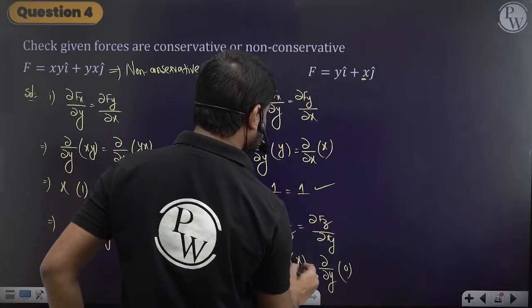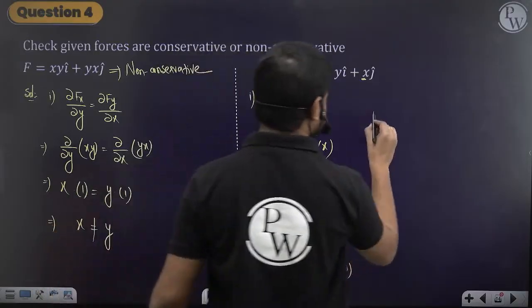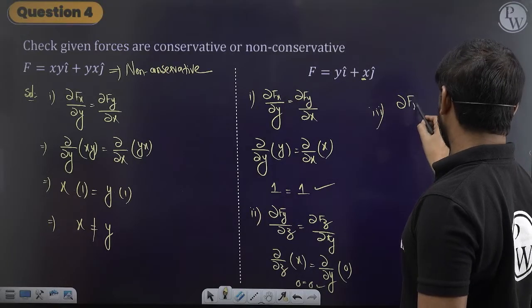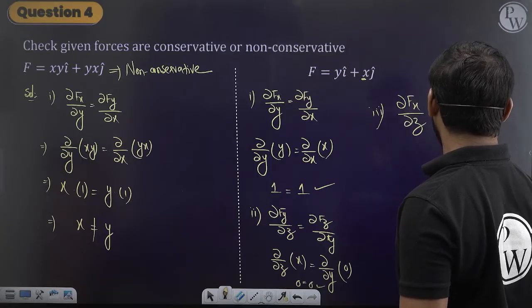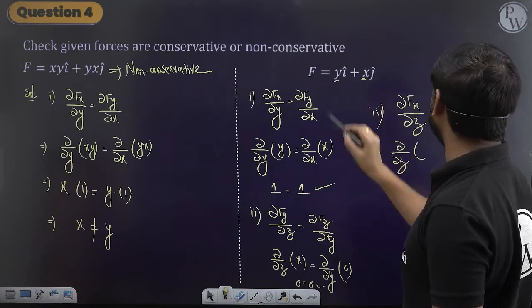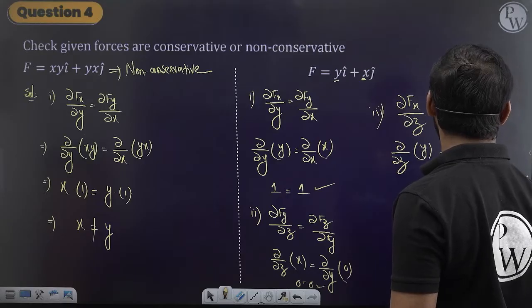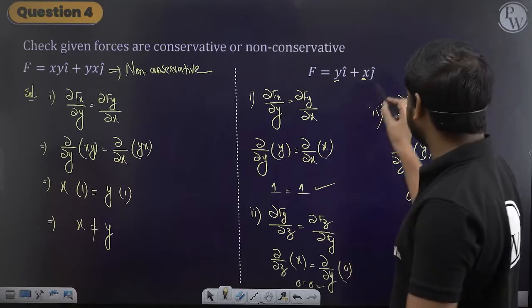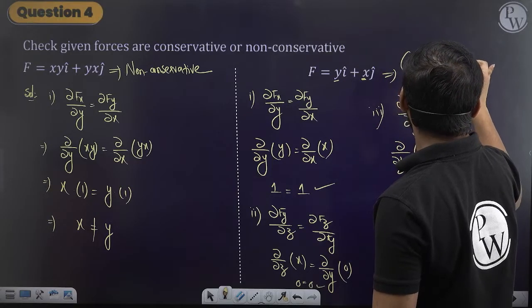So that's why ∂/∂z of Fx is 0 and ∂/∂y of Fz is 0. So the second condition is also satisfied. Now let's go for the third condition. ∂Fx/∂z equals ∂Fz/∂x. So ∂/∂z of Fx, what is the force in the x direction? y. And ∂/∂x of the force in the z direction is 0, so it is constant 0. So this is also 0. All three conditions are satisfied. So this force is a conservative force. The given force is a conservative force.